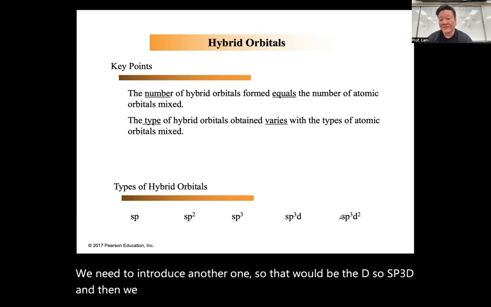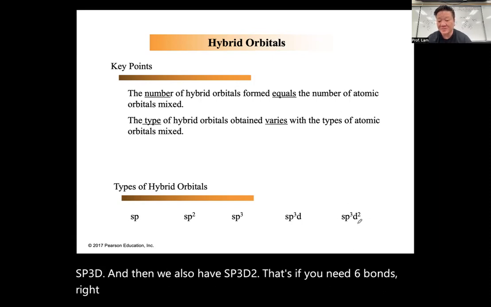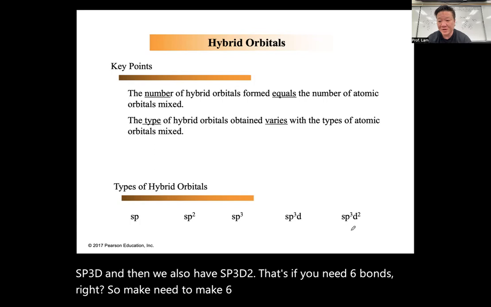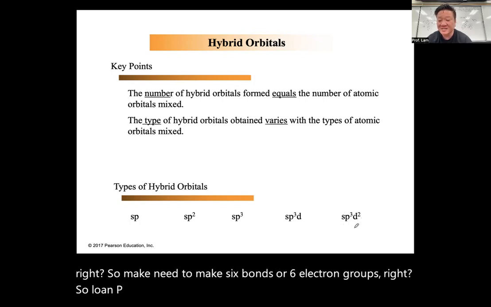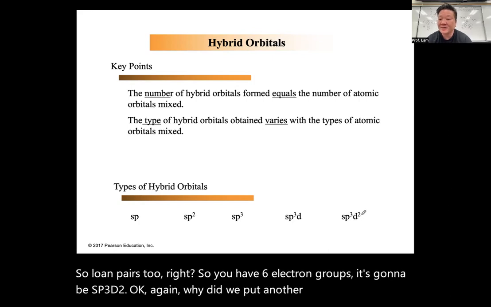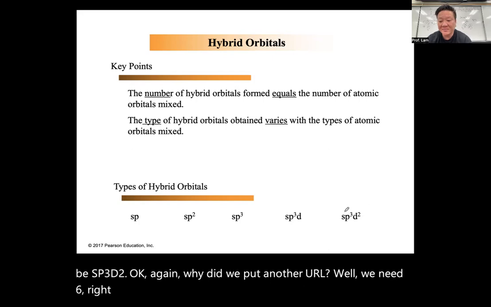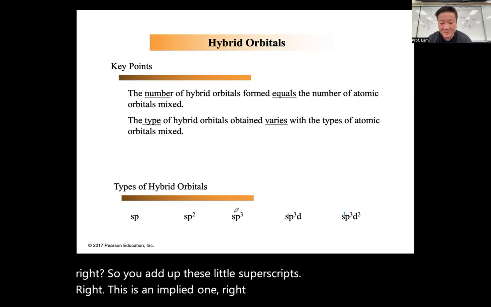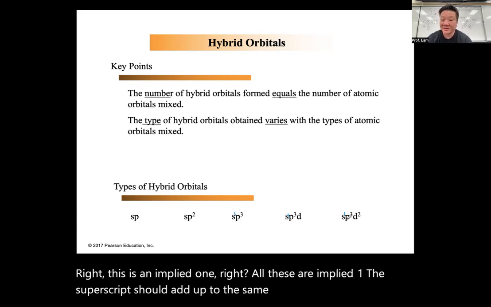And then we also have sp3d2. That's if you need six bonds, right? So we need to make six bonds or six electron groups, so lone pairs too, right? So if you have six electron groups, it's going to be sp3d2. Okay. Again, why did we put another d orbital? Well, we need six, right? So if you add up these little superscripts, this is an implied one, right? Well, these are implied one. The superscripts should add up to the same number of electron groups.